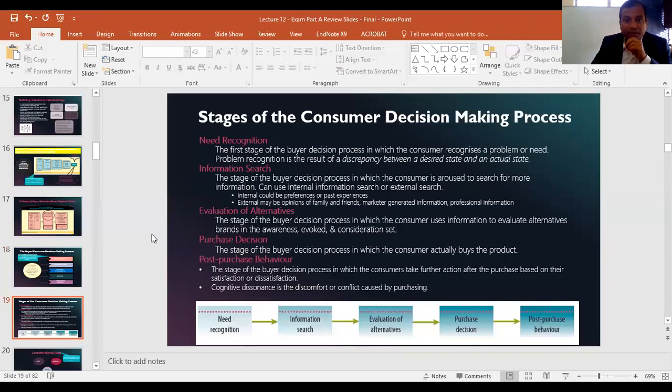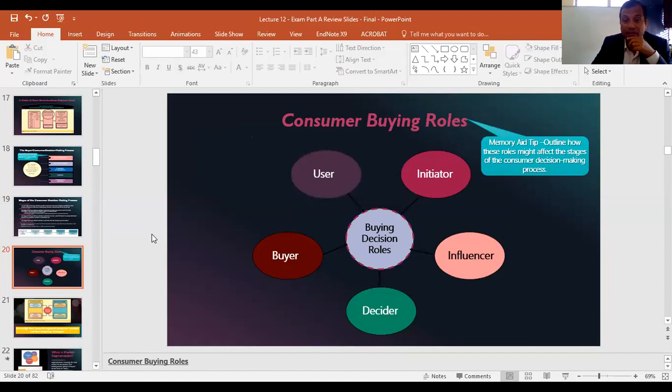So, stages in the decision-making process, but what is important? Can you relate these stages in one example, with one example? So that could be a kind of question in the exam.